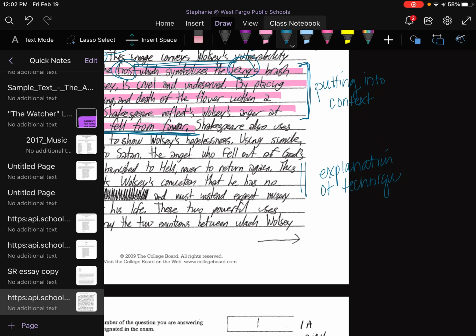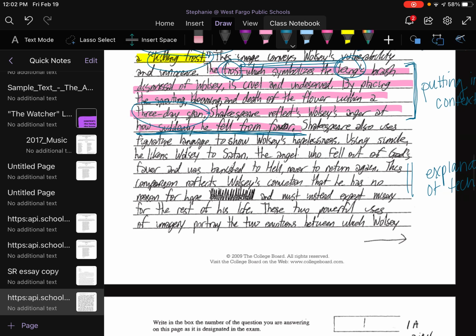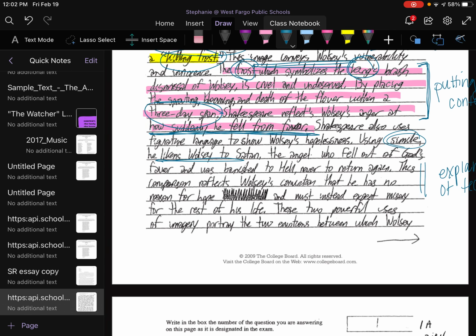This writer doesn't outright say that this is a metaphor, but that's what he's talking about, right? Or he says simile, right, where he's likening Wolsey to Satan, but he doesn't just say, oh, he compares himself to Satan, the angel who had a bad break, therefore he's miserable. No, he explains why particularly Wolsey is like Lucifer. It doesn't just point saying that there is a comparison, it actually explains the comparison that's being made.